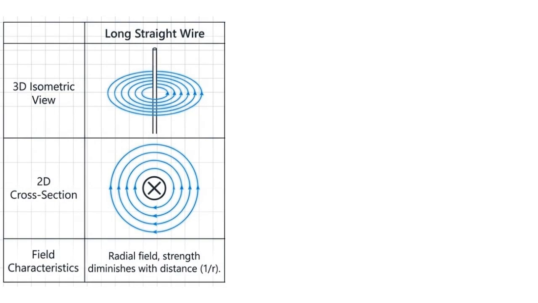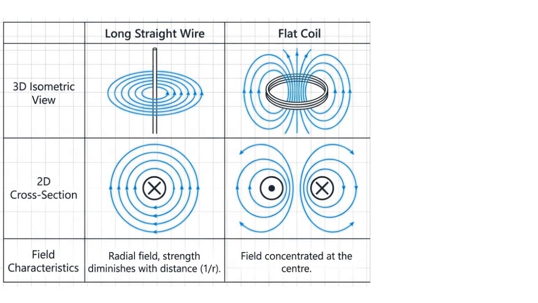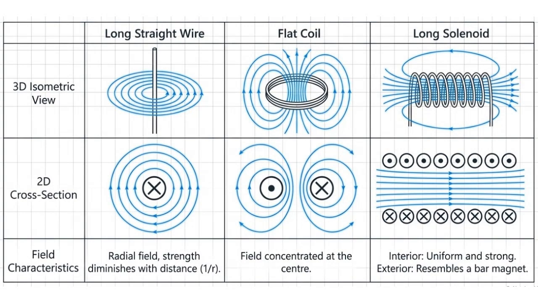The long, straight wire creates a magnetic field that radiates outward in concentric circles, with the strength of the field decreasing as you move farther from the wire. In the case of a flat coil, the magnetic field lines concentrate more in the center of the coil, creating a stronger field there. Finally, in a long solenoid, which is essentially a coil stretched out in a cylindrical shape, the magnetic field inside the solenoid is uniform and quite strong, making it ideal for applications requiring a consistent magnetic field. Outside the solenoid, the field lines resemble those of a bar magnet, showing how the solenoid's magnetic field extends beyond its interior.